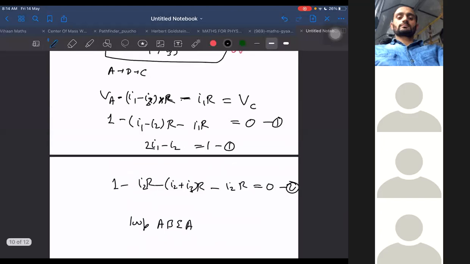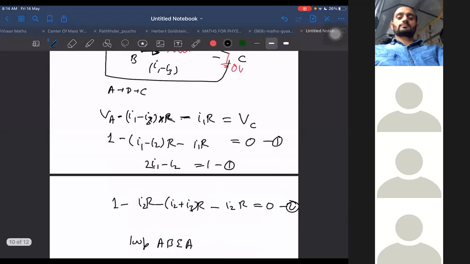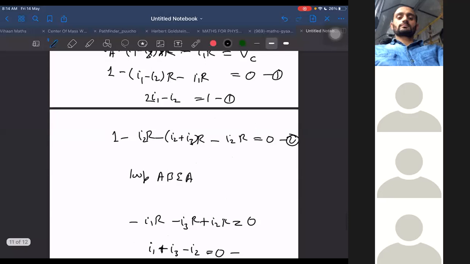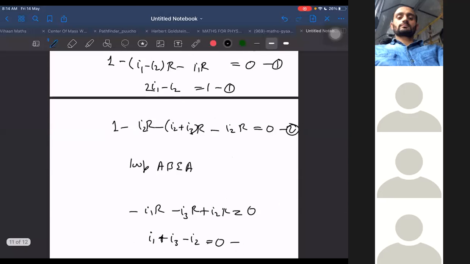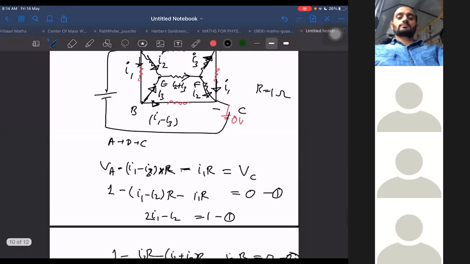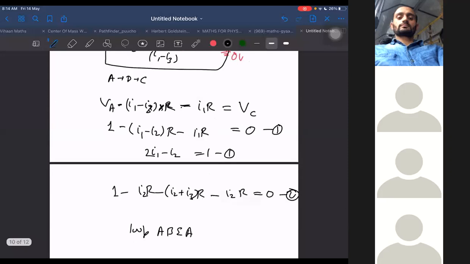Sir, what about I3 in the equation? 2I1 minus I3 equal to 1, sir. 2I1 minus I3, sir. It is 3. It was 3 here, so it is also 3, yes. Yes, sir, it is also 3.